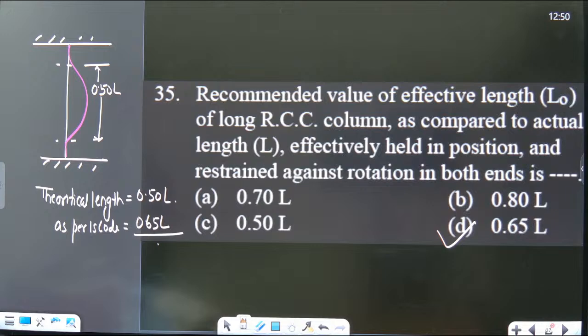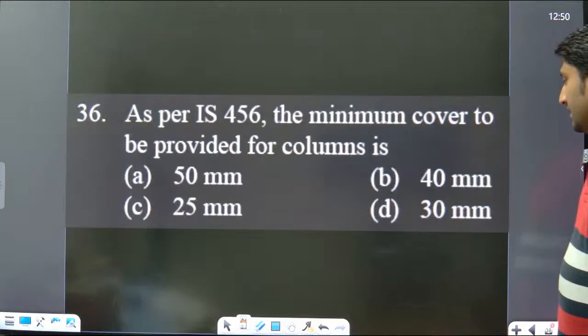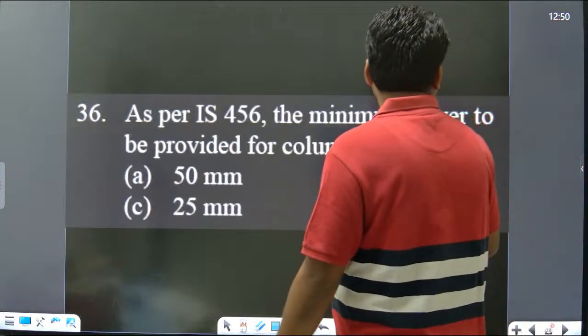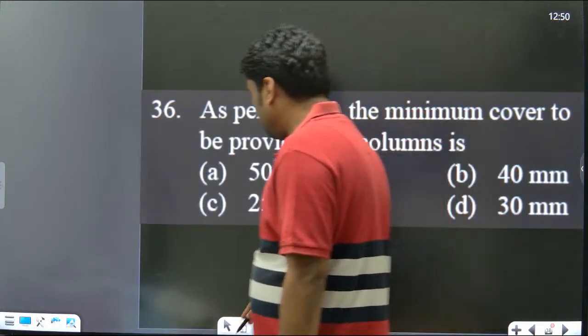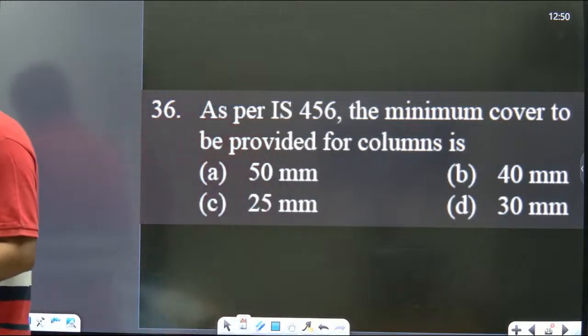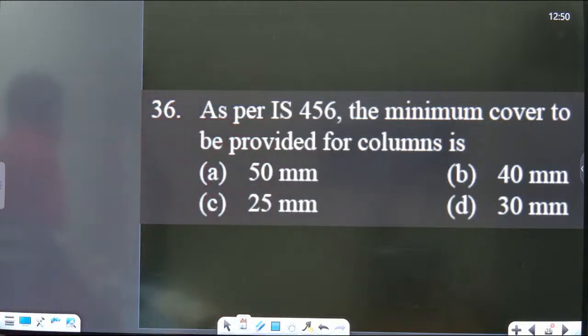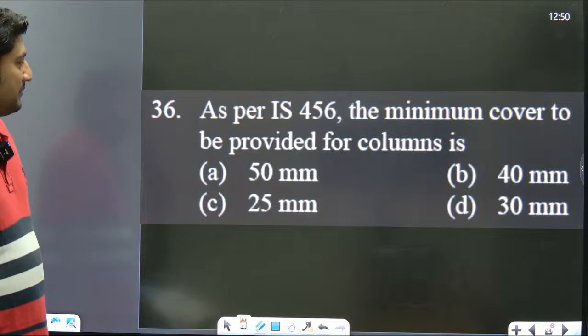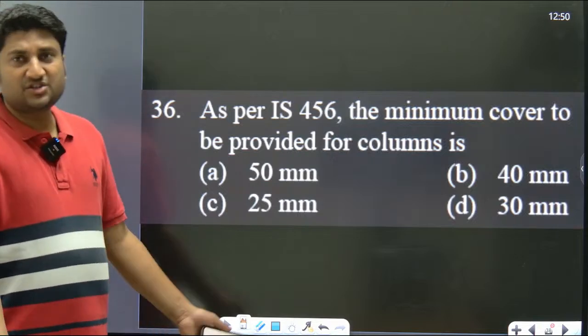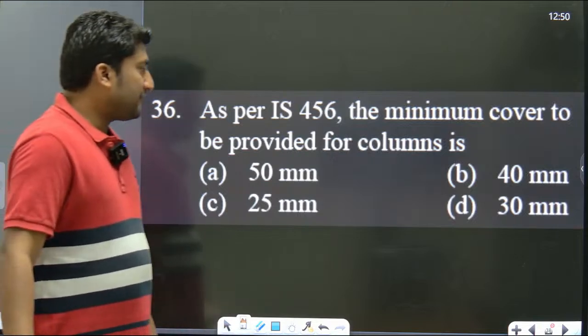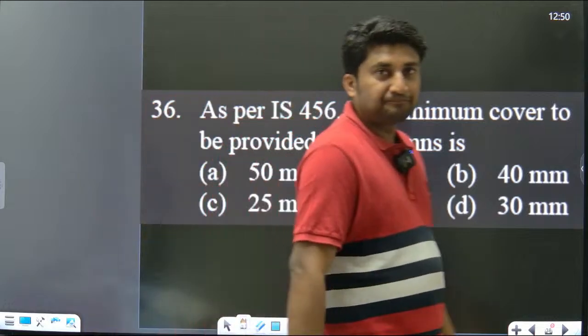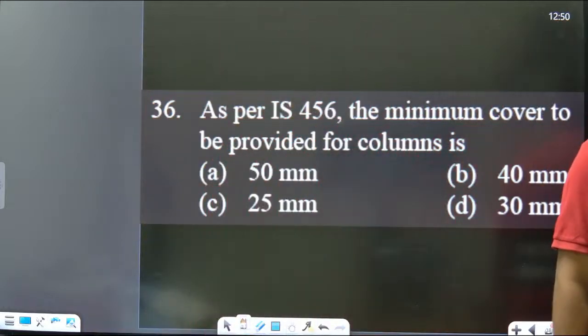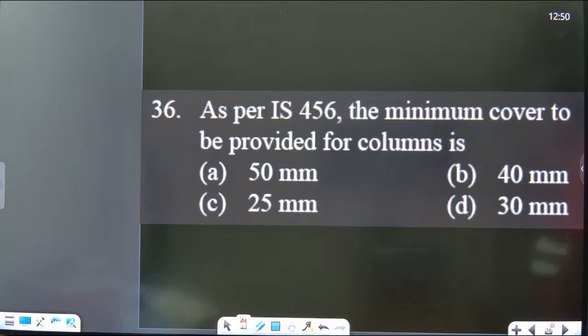Now moving ahead. Next question. Answer this question, everyone. As per IS 456, the minimum cover to be provided for a column. Just now we have seen for column and for footing. What is the minimum cover?